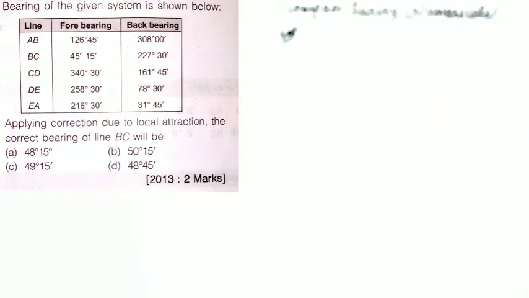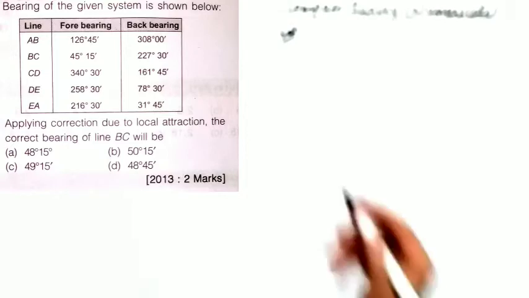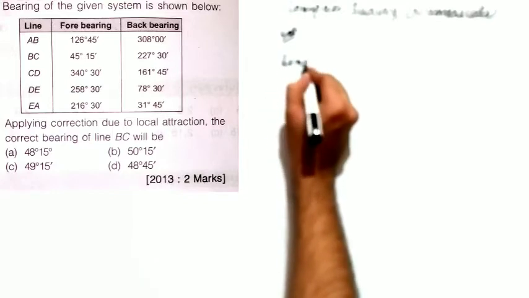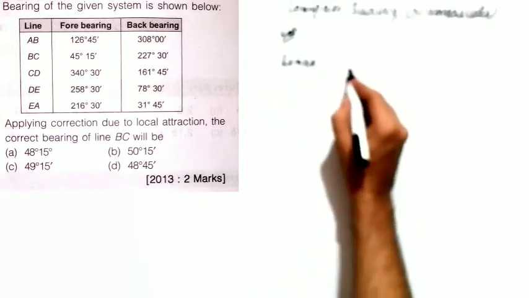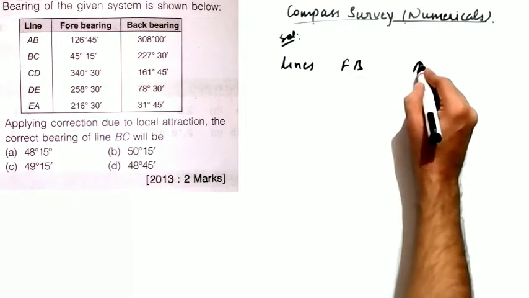How to correct a bearing, any bearing, due to local attraction. I did not cover this part in the theory lecture since it is purely numerical. You need to understand this question very clearly since it is very, very important. The question says that the bearing of a given system is shown below. There are lines that are given, then there is fore bearing and back bearing.